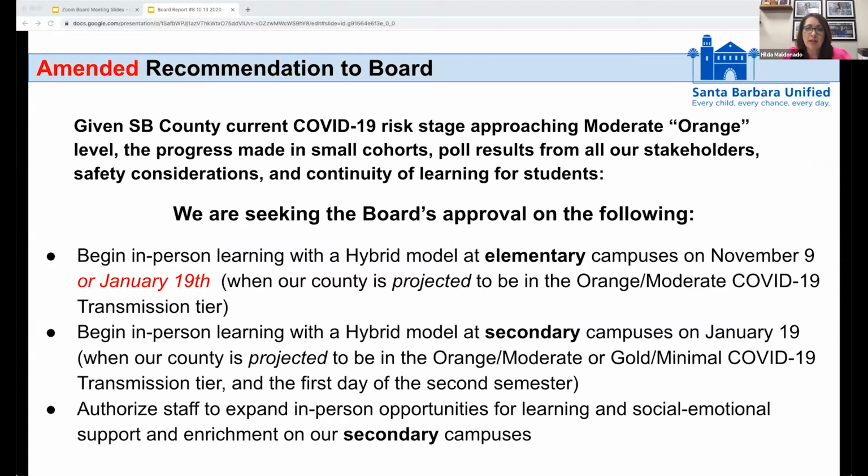So let's talk about elementary first. I have listened, I have learned, I see some of the concerns that many of our staff and some of our parents are bringing forward. And this is causing me to re-examine my recommendation.